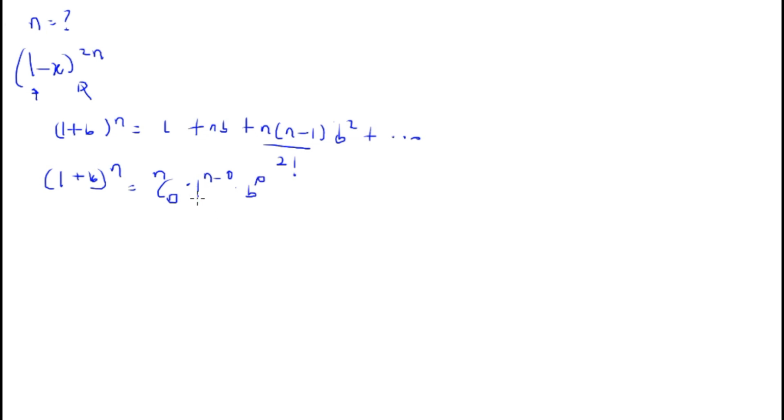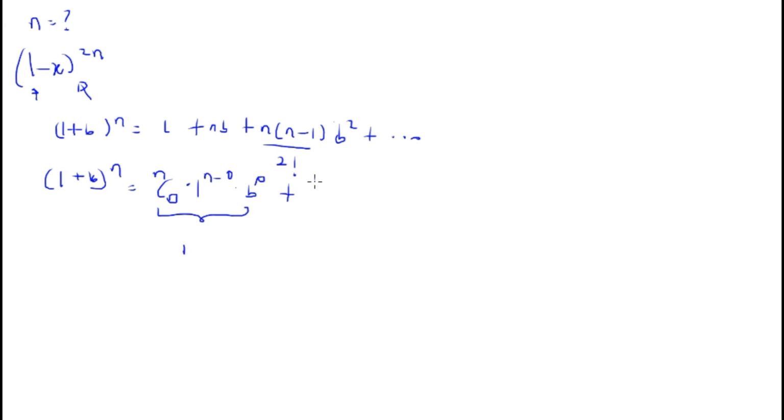But notice that 1 raised to power n is the same thing as 1, so I'll still have something of this nature. nC0 is 1, 1 raised to power n is 1, b raised to power 0 is 1. So everything right here becomes 1. That's why I have 1 right here.